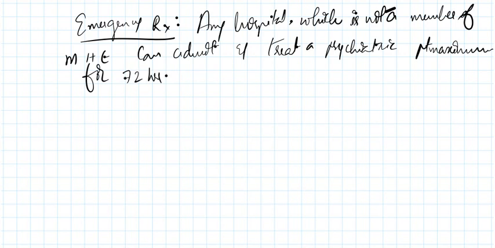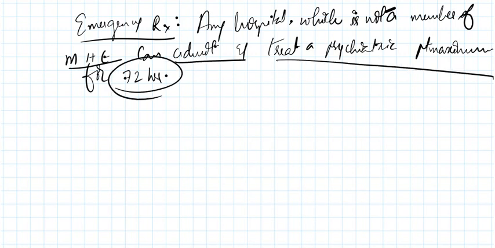Okay, so this is all about emergency treatment. For example, if a hospital is not registered as an MHE, what is meant by MHE? Mental health establishment. If a hospital is not regarded as an MHE, still it can admit and treat a psychiatric patient for a maximum of 72 hours. Remember this.